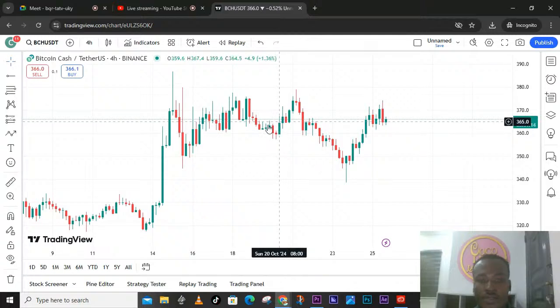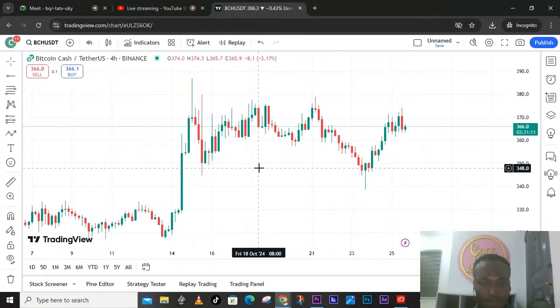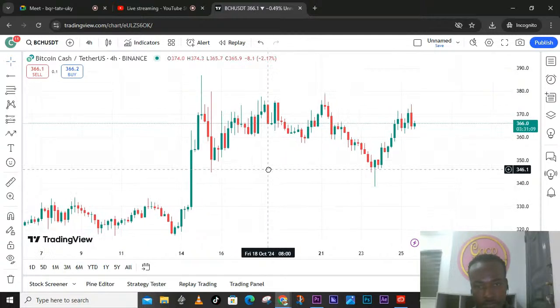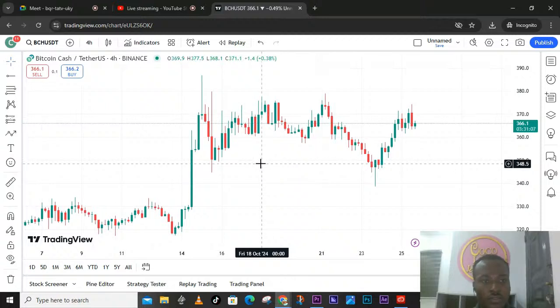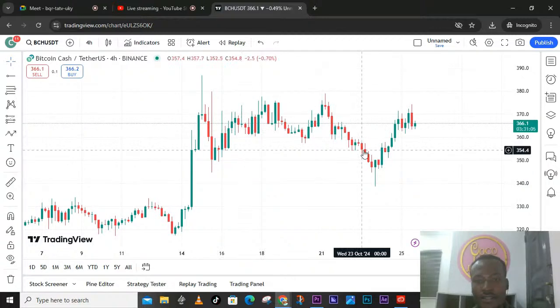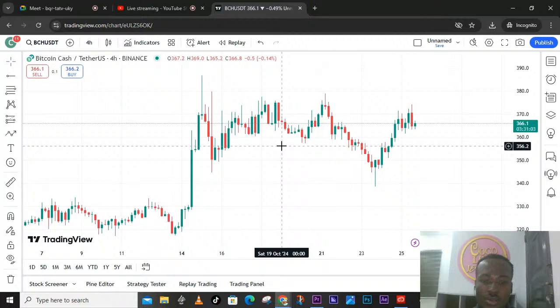So this is BCH USDT. This is the 4 hour time frame, right? Same thing. We look at the dates below. We are looking for Sunday and Monday, right? Yes. This is currently Saturday.